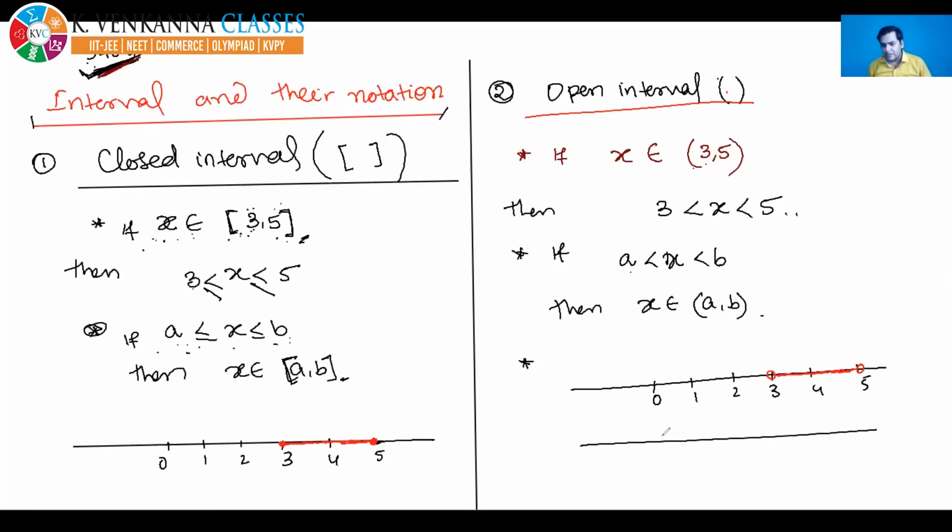There is one more way to show this on the graph, and you must know that also. x can take values between 3 and 5. x cannot take the value of 3, so I have to put an arrow; x cannot take the value of 5, so I have to put an arrow. So there are two ways you can represent it, and both ways are correct. You must know the meaning of both. So this is the open interval.